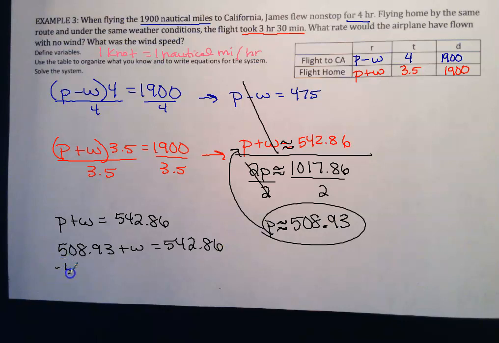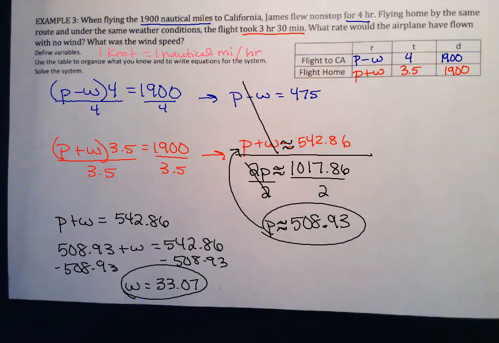Subtract 508.93. It's going to be like 20 something. 33.07. Okay. 33.07. Okay. Got confirmation on that.